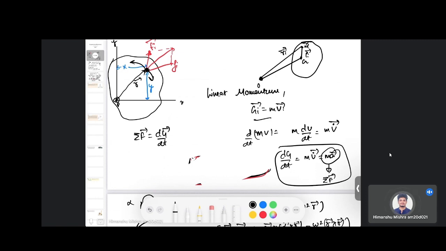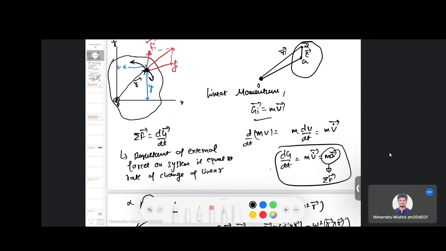So this statement says that the resultant of external forces on the system is equal to the rate of change of linear momentum.